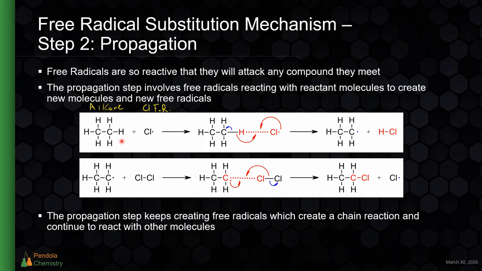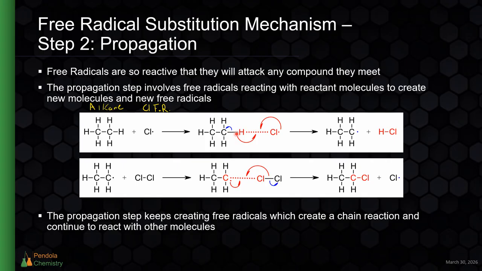Because again, they're extremely reactive. The alkane doesn't really have a choice. So this hydrogen here is going to form a bond, shown by this dashed line here, to the chlorine, in this case, free radical. Free radicals have one unpaired electron, and we're going to show that with a curved half-headed arrow to create the bond.